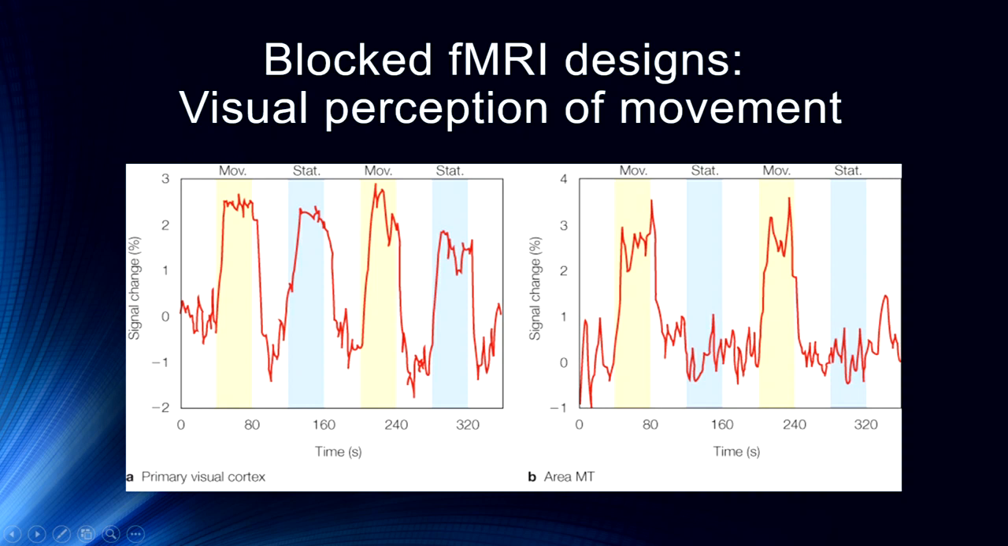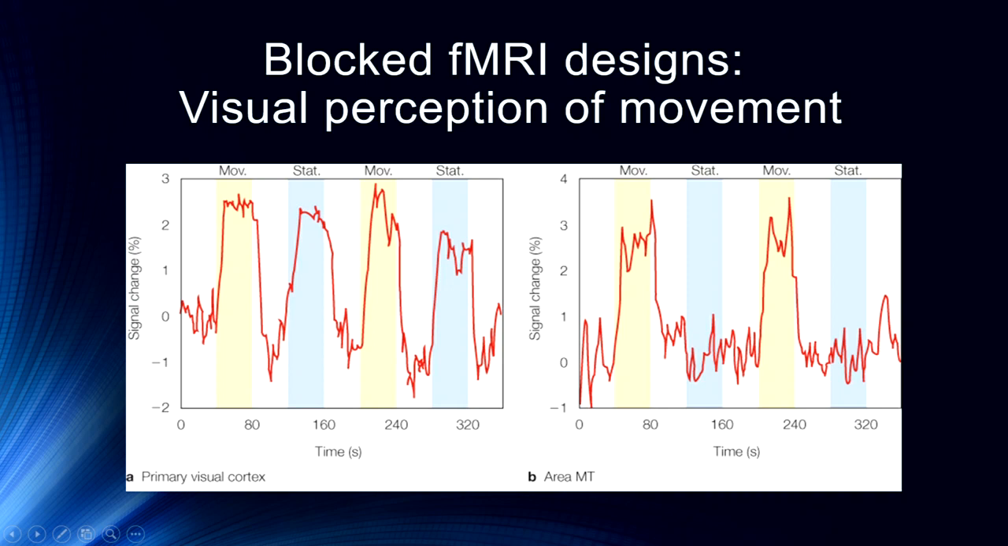And then over here we have what's called area MT. And this is the area of the brain that's responsible for processing movement. So you can see when the dots are moving, lots of activity. When it's static, not much activity. When it's moving, there's activity. When it's static, there's not much activity.